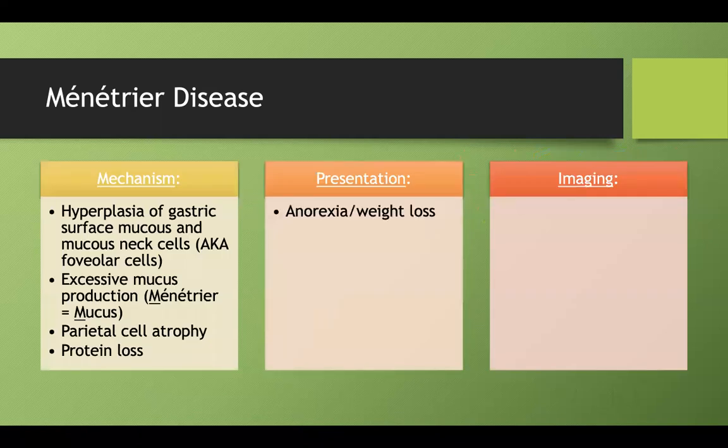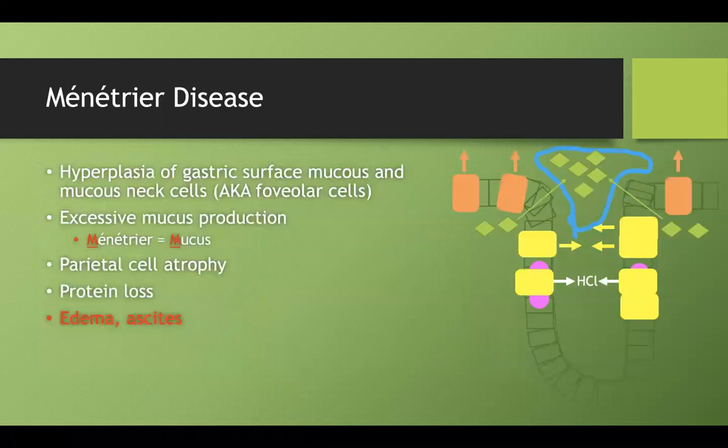And so from this, you can get anorexia or weight loss because you can't absorb anything. You're throwing out all this mucus and it's preventing the adequate digestion of certain compounds. You can get vomiting and epigastric pain from all the mucus production. You can get edema and ascites. That occurs because you're losing so much protein.